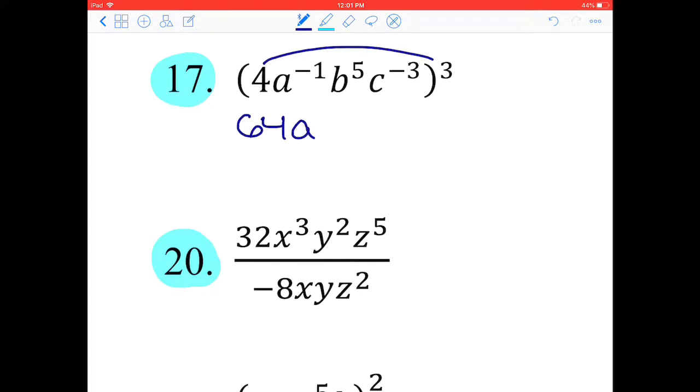a to the 1. For b. That's okay. Negative 1 times 3 is negative 3. b, 5 times 3 is 15. c, negative 3 times 3 is negative 9.